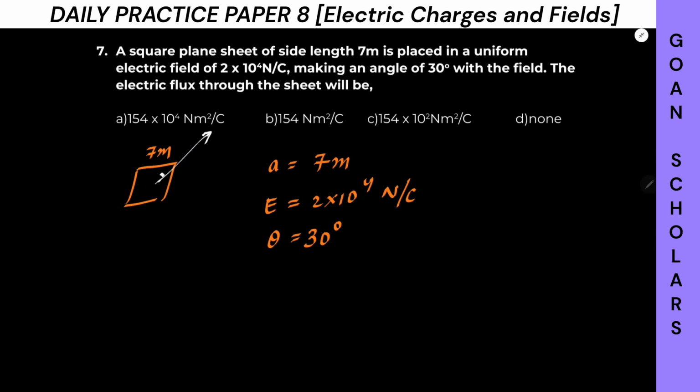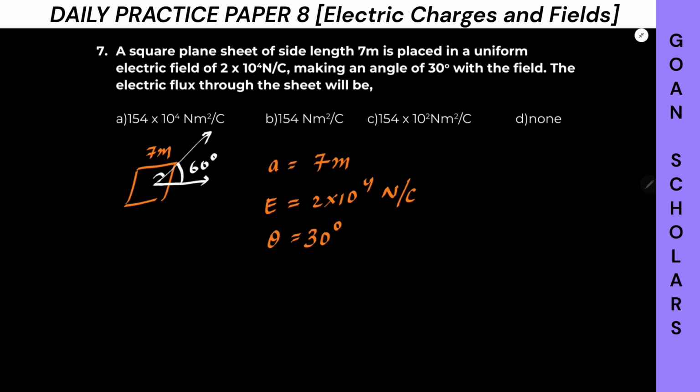So the angle between the sheet and the field is 30 degree. If the sheet and the field are making 30 degree, where will be the normal? Normal of the sheet will be perpendicular to the sheet, right? So angle between electric field and the normal will be 60 degree. And we have to take this angle.